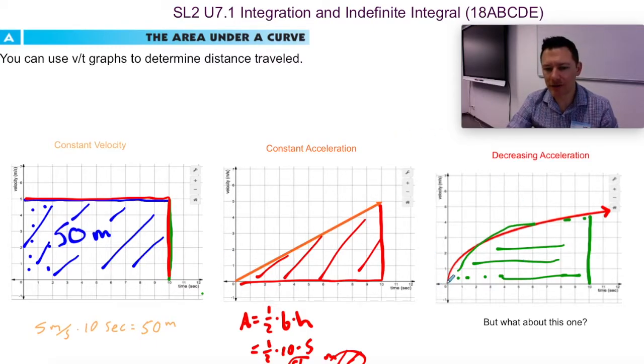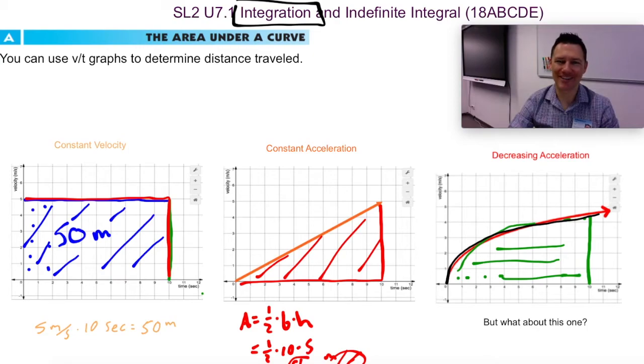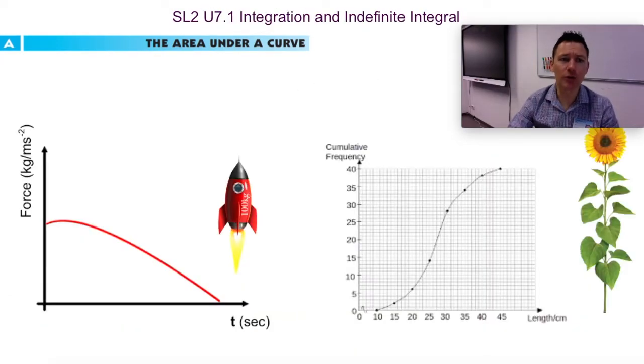So when you have these interesting curves, we need a different tool, and that tool is called integration. I know you're excited, so let's check it out. You could use it also here, like if you were looking at how much force a rocket motor puts on an object over time. This is easy to calculate.